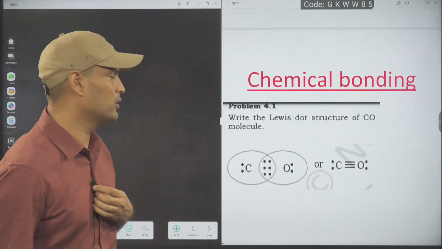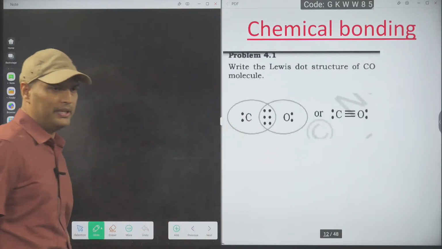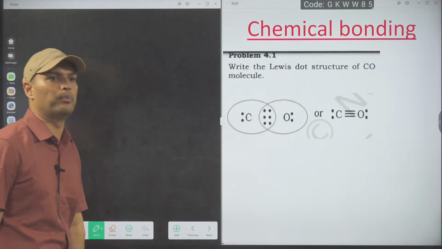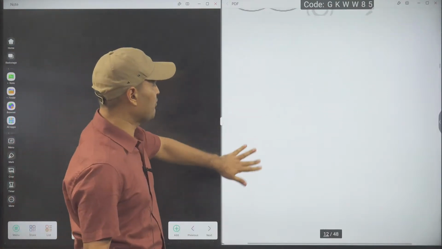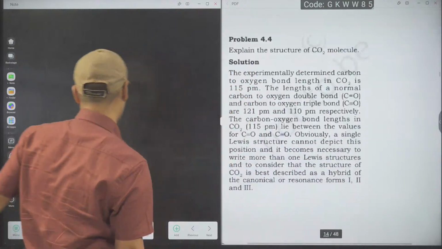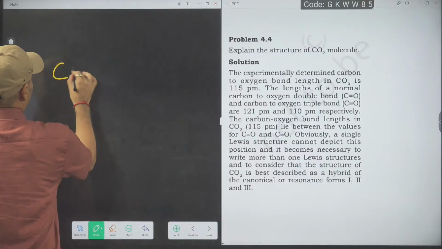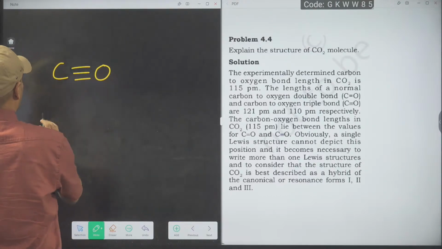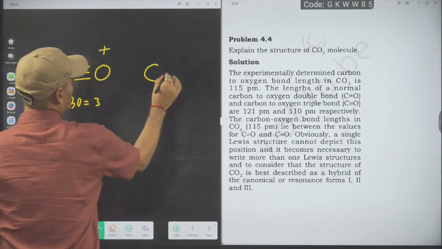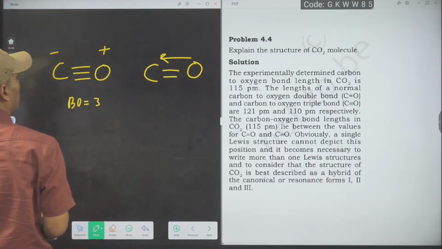This is all about the periodic table. So the first chapter we have completed. Now we'll go towards chemical bonding. In chemical bonding, you will have to see some shapes. Some shapes you will have to remember, like CO. CO diagram everyone knows, bond order is 3. There is a coordinate bond also, oxygen giving electrons to carbon.